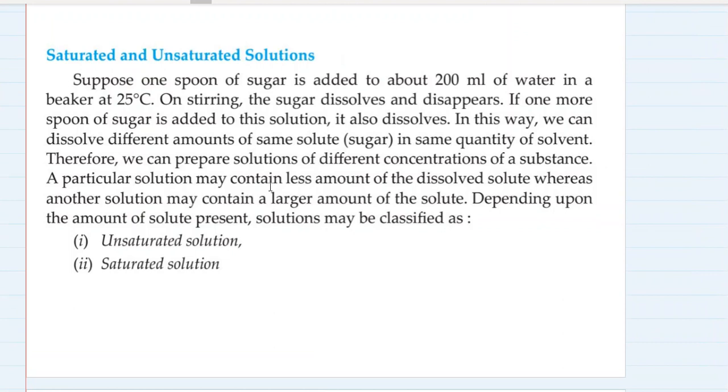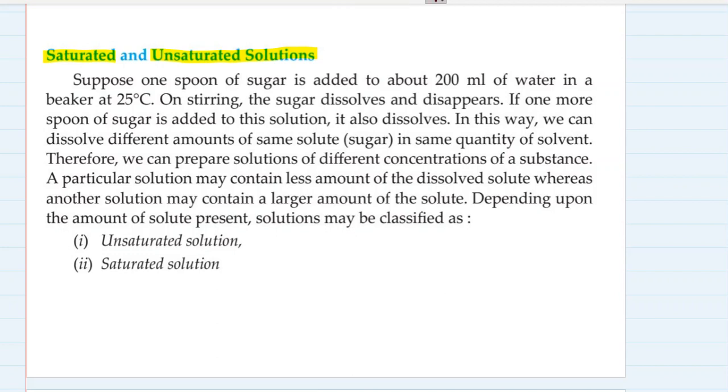So we understood in detail the meaning of solution in the previous video: how a solution is made, what the concentration of a solution is, how to find it out, what the difference is between concentrated and dilute solutions, what the properties of solutions are, and what the different examples of solutions are. All those things were discussed in detail in the last video. In this video, we are going to talk about saturated and unsaturated solutions.